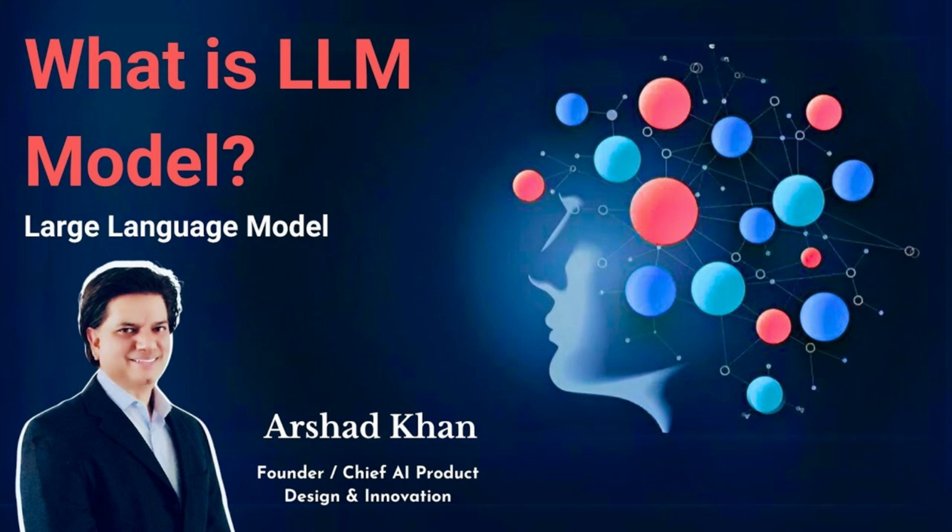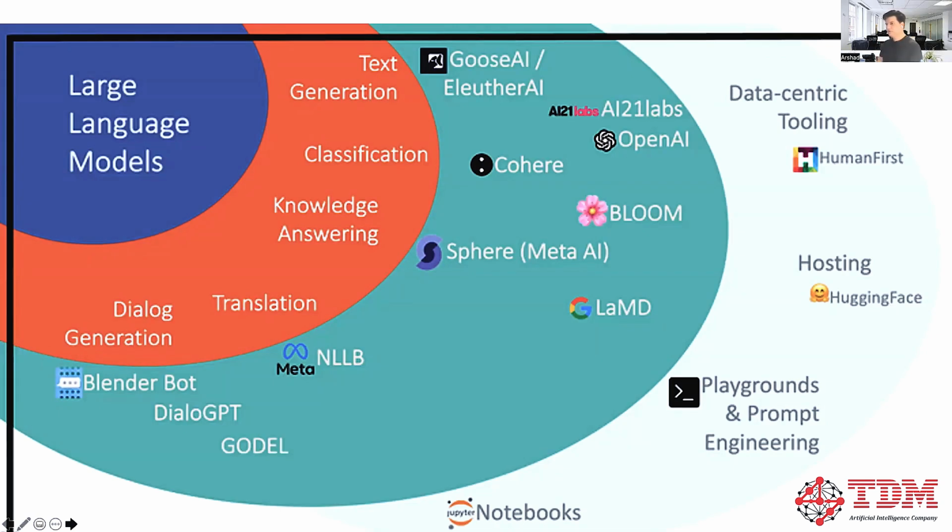What are large language models? So what is an LLM? Large language models, as we've been talking about here, have outcomes such as text generation, classification, knowledge answering, translation, and dialogue flow.